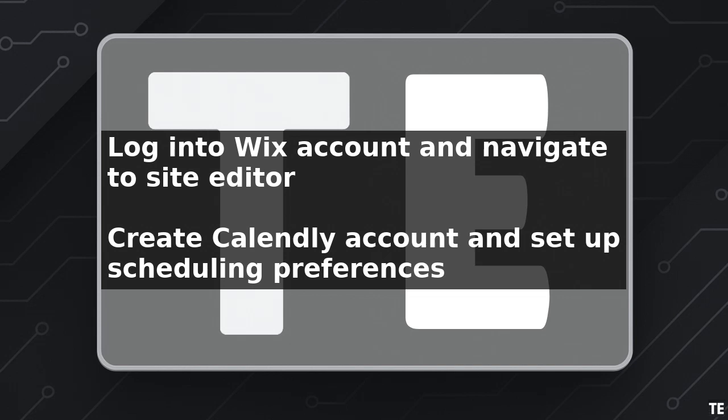First, create a Calendly account if you do not already have one, and set up your scheduling preferences. Once you have created your Calendly account, go to the Calendly dashboard and click on the Share button to get the Calendly link or embed code.